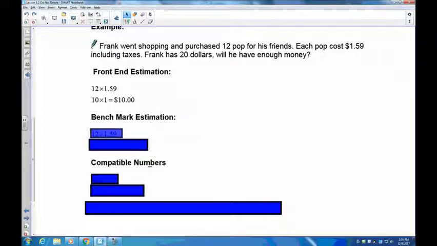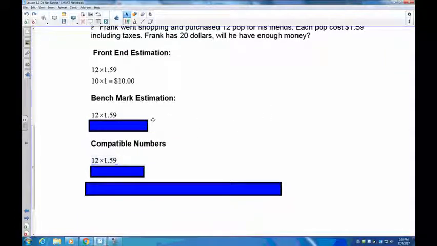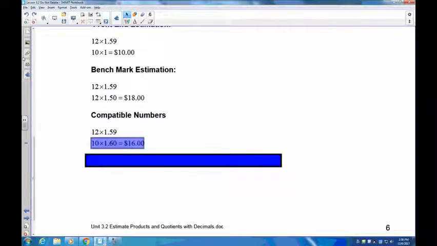Now the benchmark estimations, it's the same type of calculation. Here's my benchmarks. Okay. Now for this one, I can multiply $1.50. I'm pretty good that way in my head. So for me, a benchmark is something I know. So 12 times $1.50 is $18. Now you probably are not able to do 12 times $1.50, and that's okay. So what you might want to do is drop down the 12 to a 10 and the 159 to $1.60, because $1.60 times 10 is $16. So either way, 16, 18, we're both very close there.